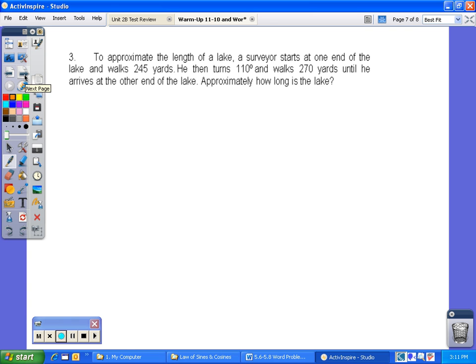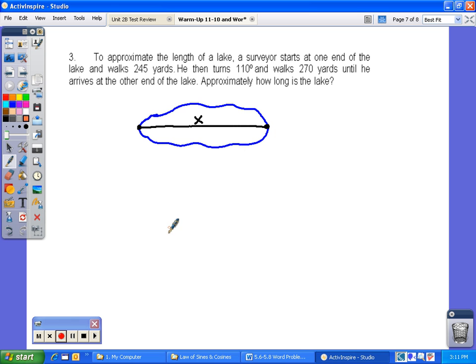Okay, so to approximate the length of a lake, so I'm going to draw a smaller thing than I did my river. So we want the length of the lake, so we want this whole piece right here. To approximate the length of the lake, a surveyor starts at one end of the lake and then walks 245 yards. So here's one end of the lake. I'm going to draw it down here because if I go up here, I'm going to wind up going into the word. So he decides to walk 245 yards.